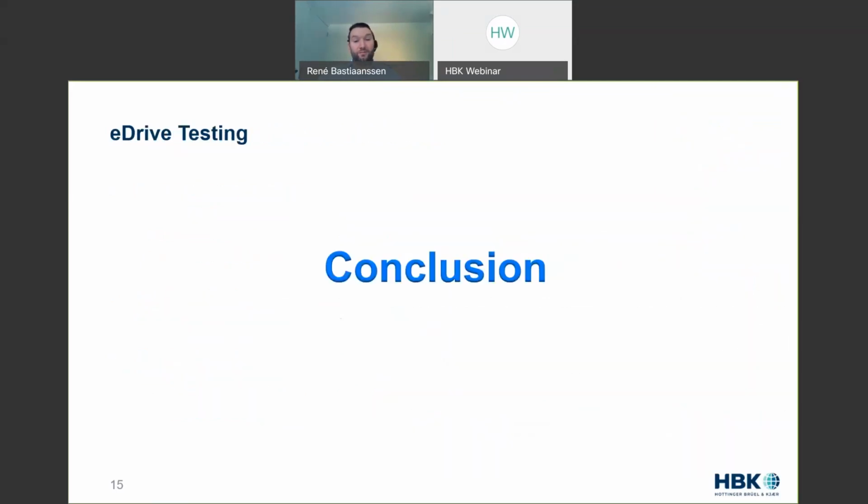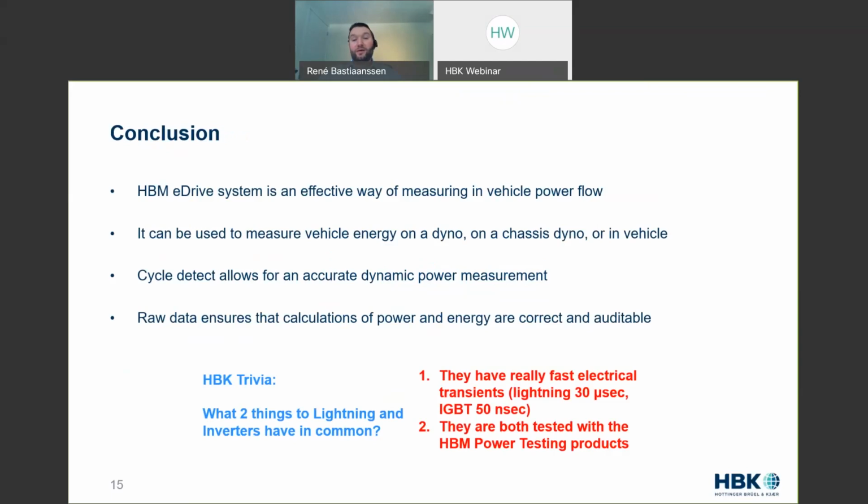eDrive is a system effective in measuring vehicle power flow, and can be used to measure vehicle energy on a dyno, chassis dyno, or in a vehicle. Cycle detection allows for accurate and dynamic power measurements, and the raw data ensures that calculations of power and energy are correct and auditable, together with the auditable formulas. So that brings us to the final point, the trivia we had in the opening statement of this presentation.